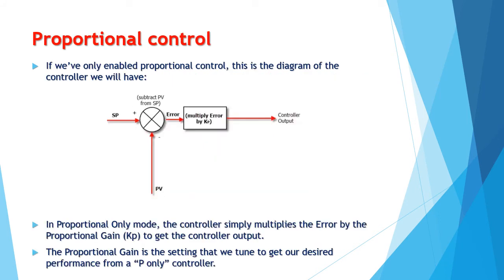Proportional control, this is the P only. If we've enabled proportional control, this is the block diagram of the controller that we will have. In proportional only mode, the controller simply multiplies the error by the proportional gain, Kp, to get the controller output. The proportional gain is the setting that we want to tune to get our desired performance from a P-only controller.